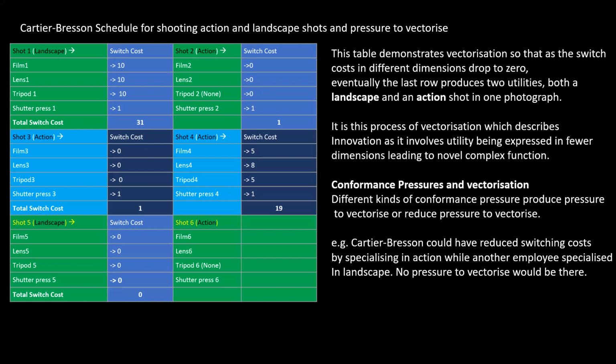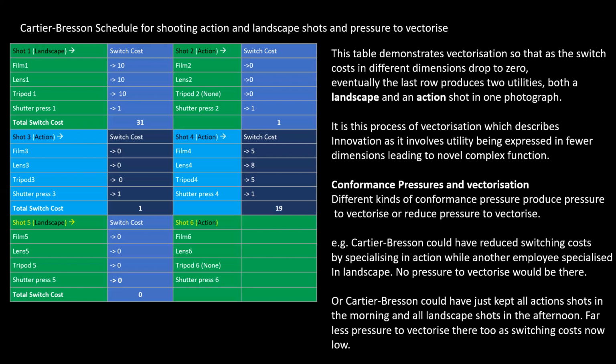There's no switching cost because one person specializes in one thing, another person specializes in another, and we never get the vectorization in the bottom row of this table because he looked at the problem in a different way. Or Cartier-Bresson could say, I'll do both shots, but in the morning, I'll do all the action shots, and in the evening, I'll do all the landscape shots. And that way, there's only one switch, right? The switch cost is almost 0 for all the action shots. Then he does one switch, then he does all the landscape shots. Again, that method of solving this conformance pressure leads to no vectorization.